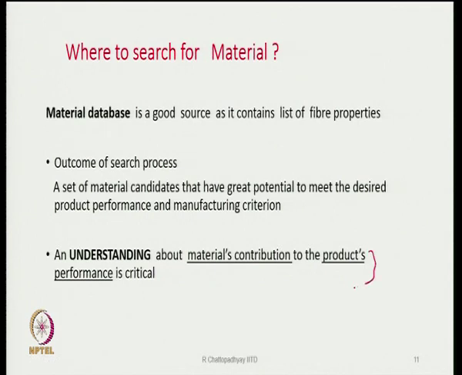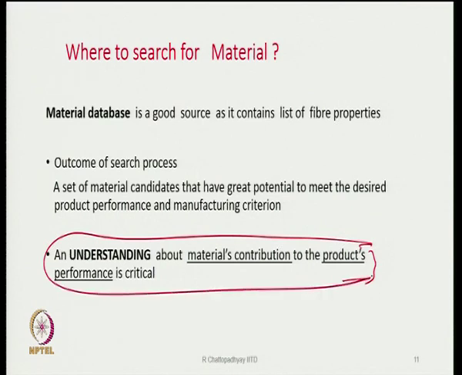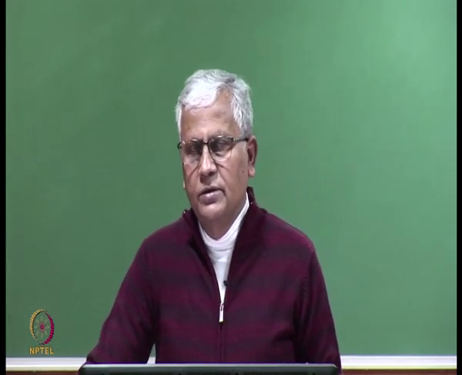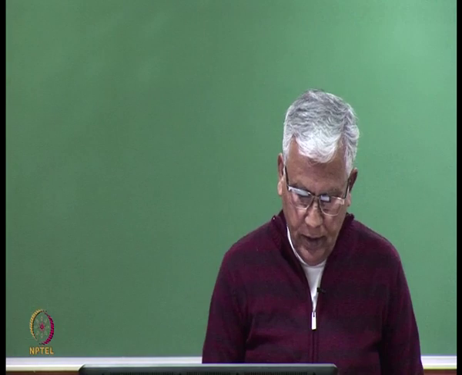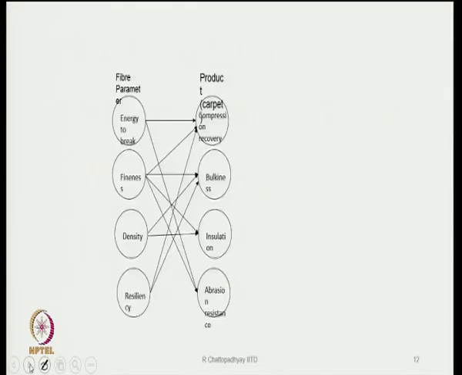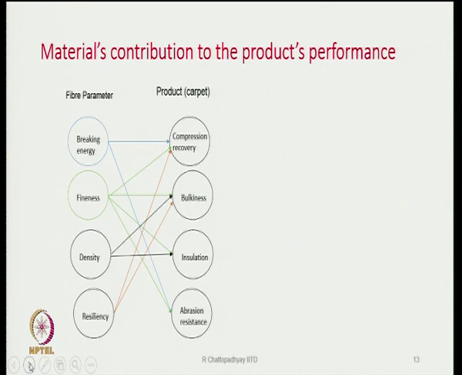So, this means if we try to design something, we must have a good understanding between the property of the material and the performance of the product. See, performance and property of the basic element of the product, that is the fibers, or it may be yarn, that understanding has to be there, then only it will be easy to understand. Like we have given here, the material's contribution to the product performance.